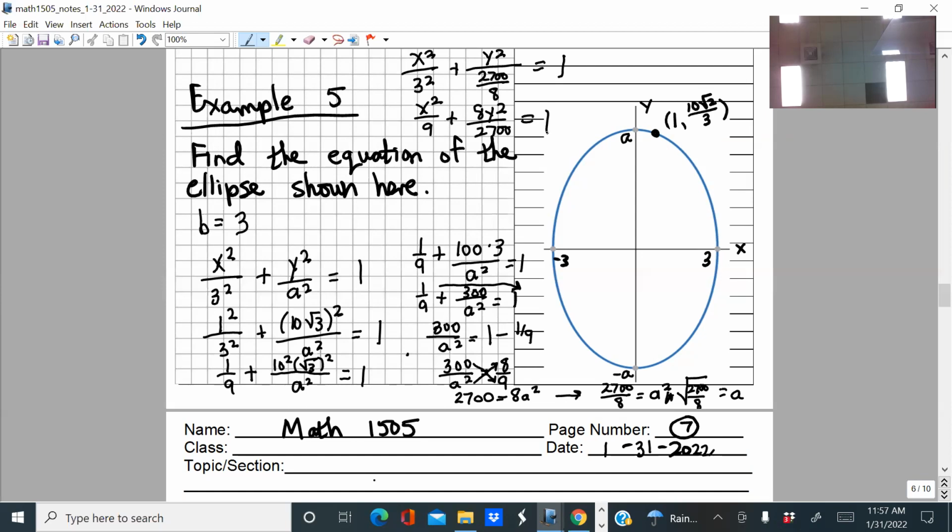See what I did since I was dividing by 2700 over 8, that's the same as inverting and multiplying. So that's the same as multiplying y squared by 8 over 2700. Oh, that looks good enough there. All right, so like that. Well, I thought the arithmetic would come out cleaner, but this is still an easy equation, right? Okay, there's the equation for that.